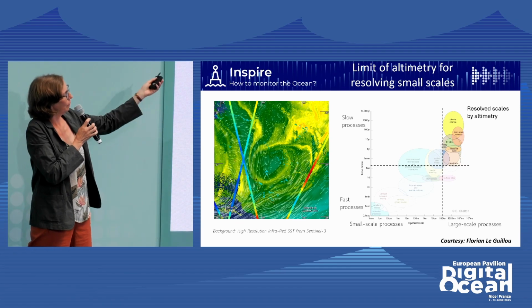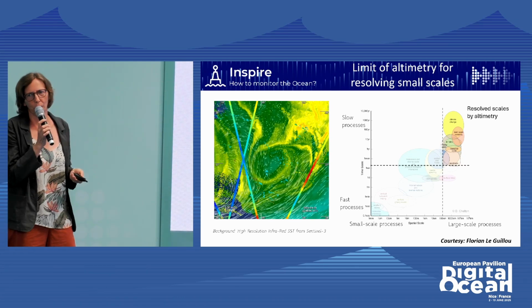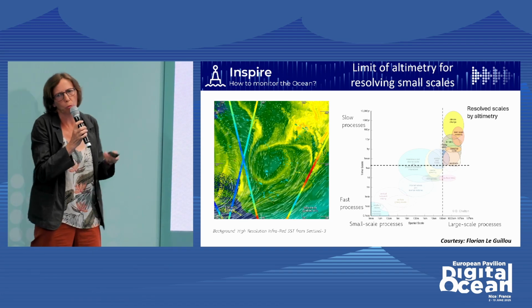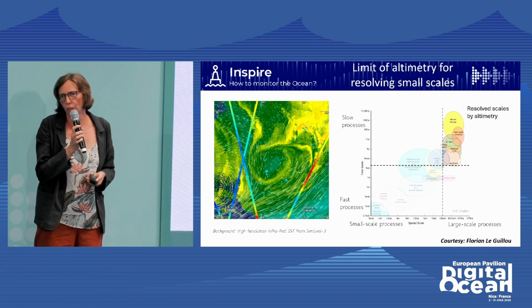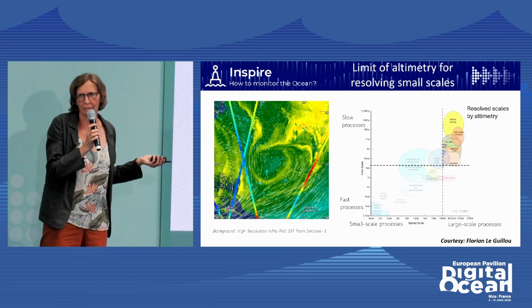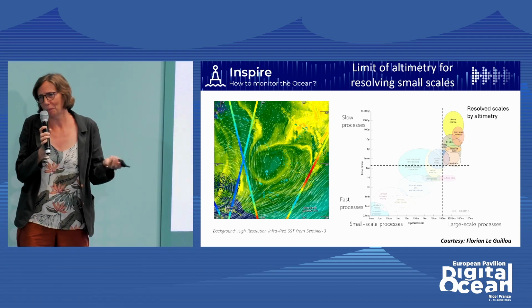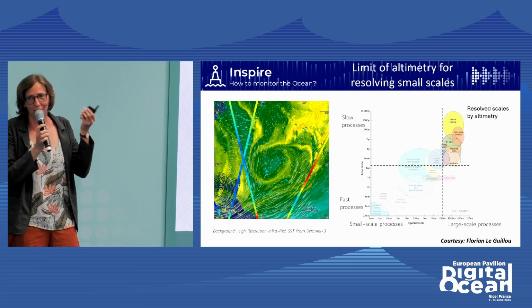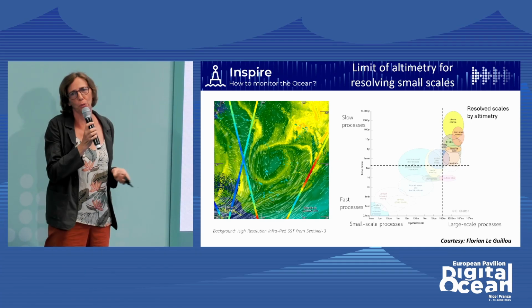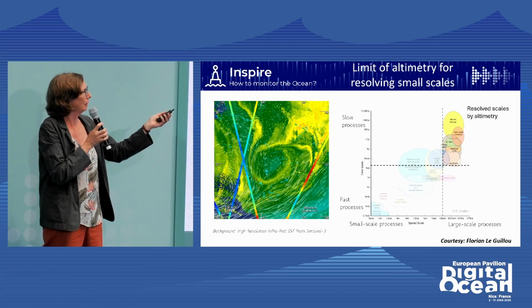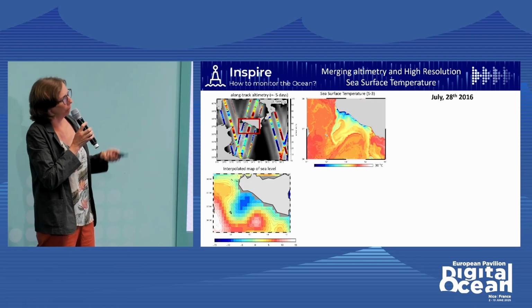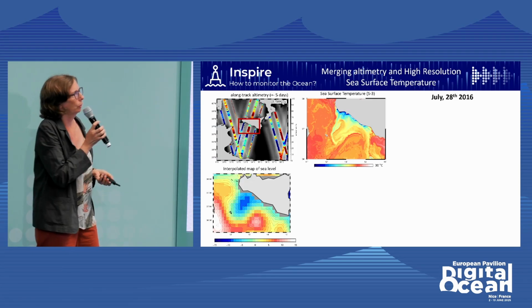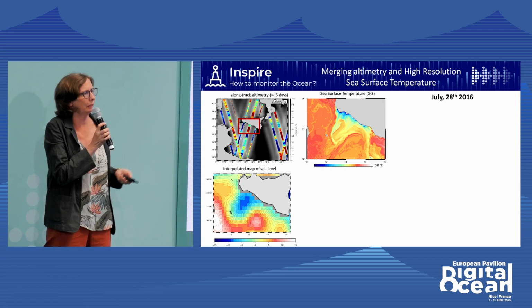So when you map by interpolating the value from the altimeter tracks, you won't see the eddy. This is the limitation, and there are many works trying to understand how we can fill these gaps. The most simple idea that can come to your mind is, why don't you use the information that you see in the high resolution temperature? There are many different techniques.